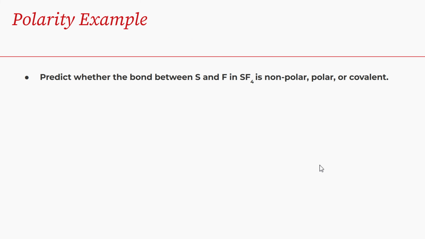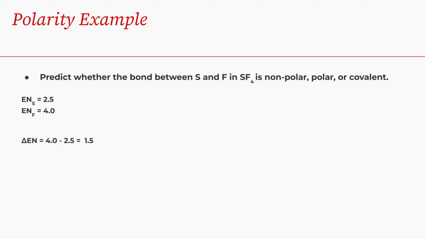So let's do some examples together. Predict whether the bond between sulfur and fluorine in sulfur tetrafluoride is nonpolar, polar, or covalent. And that should say ionic. That is a typo. I apologize. Is it nonpolar, polar, or ionic? So, sulfur has an electronegativity of 2.5. Fluorine has an electronegativity of 4.0. And each of the sulfur-fluorine bonds are exactly the same between all four fluorines.